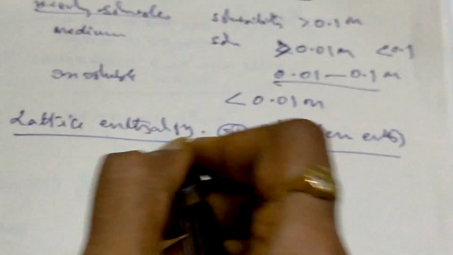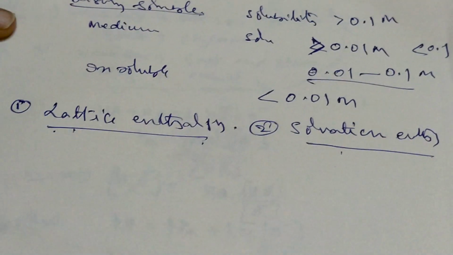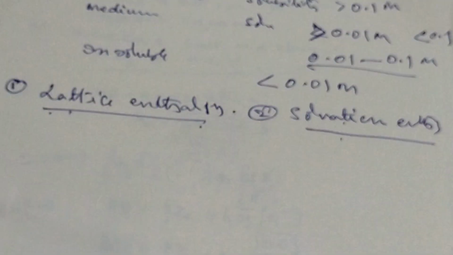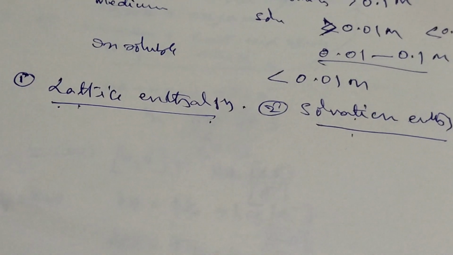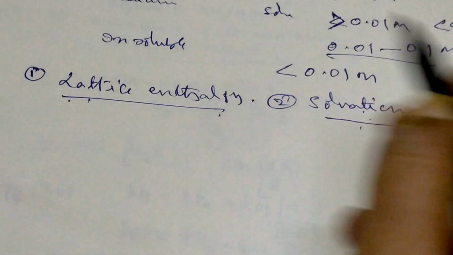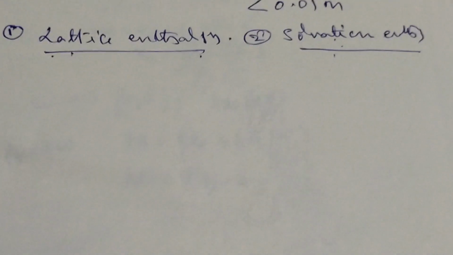So these two are the factors, which are the lattice enthalpy and solvation enthalpy. When the solvation enthalpy is much more than the lattice enthalpy, it is more soluble. Otherwise it is medium. If it is very less, it will be insoluble. This is positive, that means energy will be released. This is where energy is consumed. That is the criteria, right?